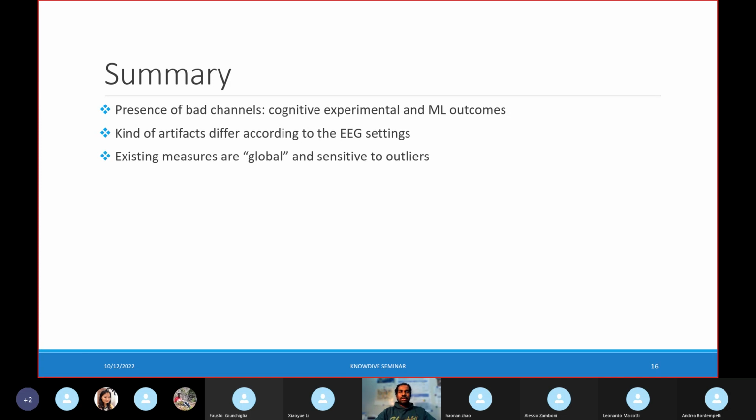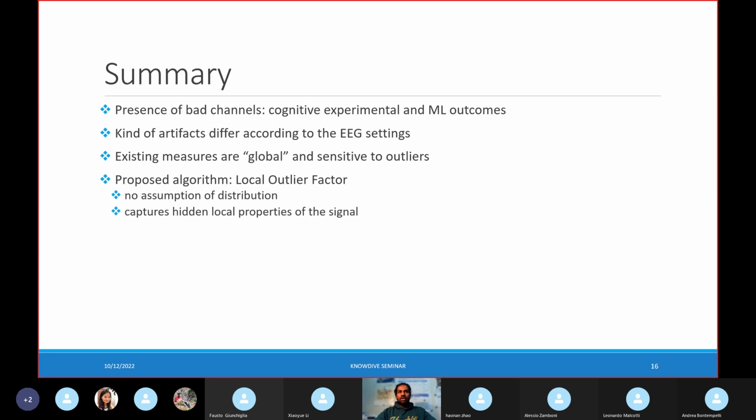The existing measures look at this problem with a global approach, and they are sensitive to outliers present in the data themselves. Therefore, I proposed local outlier factor, for the first time applied to EEG, which doesn't assume any distribution for the data and captures hidden local properties in the signal, which is also robust against existing outliers. And the key thing that we found in this research is that it is adaptable to any kind of EEG once the threshold is calibrated, which makes it a sort of global measure for all kinds of EEG data.